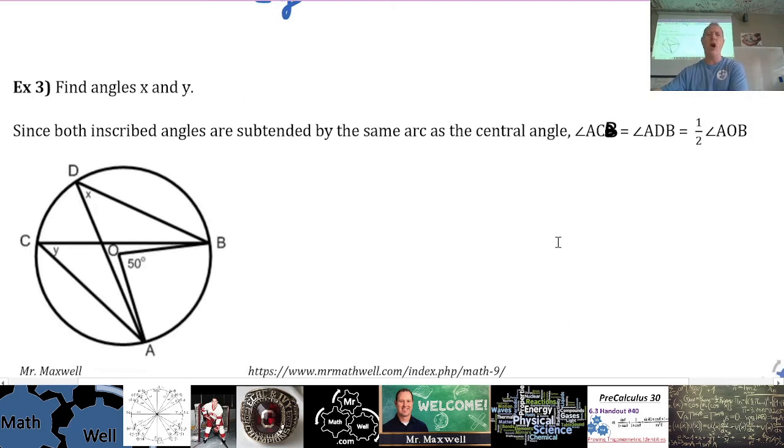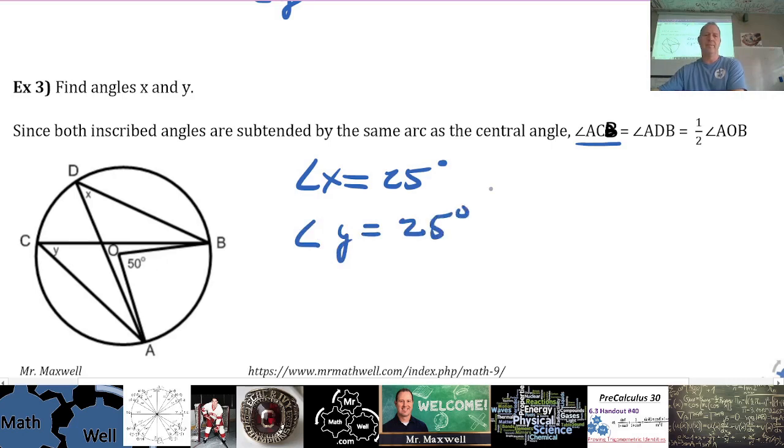We have 3 examples, pretty much exactly the same. Now, I think you guys have to make a slight change. There's a typo there, though. This would be angle ACB. Yeah, it should be ACB. Angle ACB equals angle ADB, which is half of this central angle. So angle X is 25 degrees. Good, it's half of 50. And angle Y is also 25 degrees. Excellent.